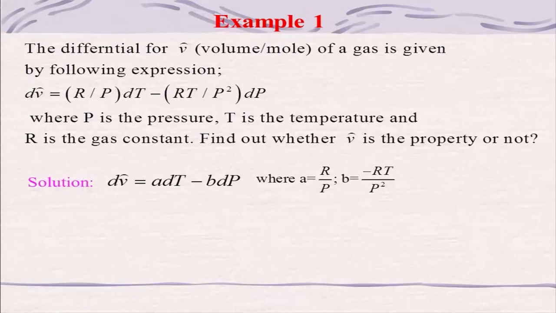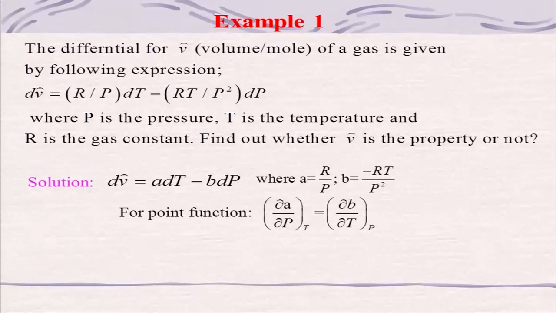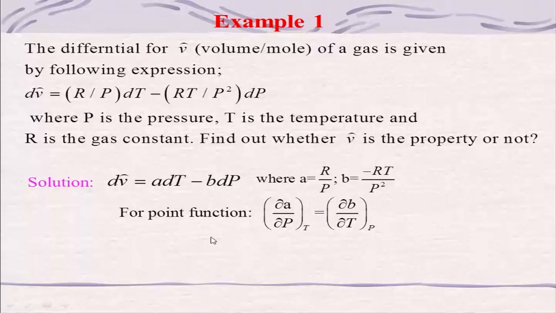So what we need to do? We will have to look at whether it is a point function or not, and if it is a point function, then we call it a property, otherwise no. To know whether it is a point function or not, we have to satisfy this condition: ∂A/∂P at constant temperature is equal to ∂B/∂T at constant pressure.